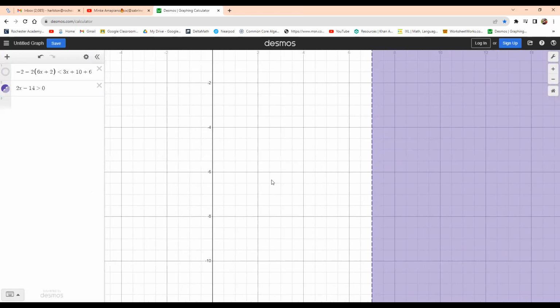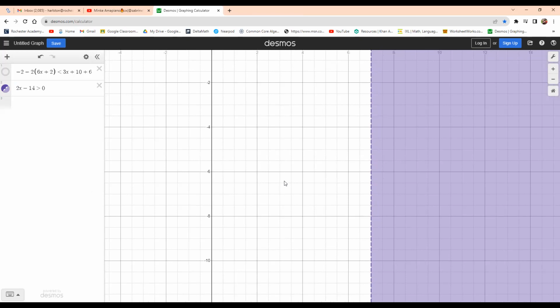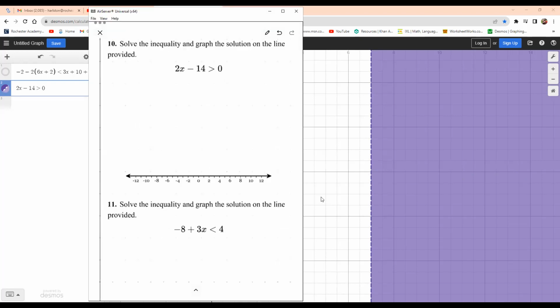I'm going to pull the graph over a little bit so you can see it. And what you see is that the shading is going to the right. I just click on this number and I got 7. So that's going to be the boundary. The x coordinate is 7. And so that means anything greater than 7 is in the solution. So let me go to the iPad and write that. So it's going to be x is greater than 7.